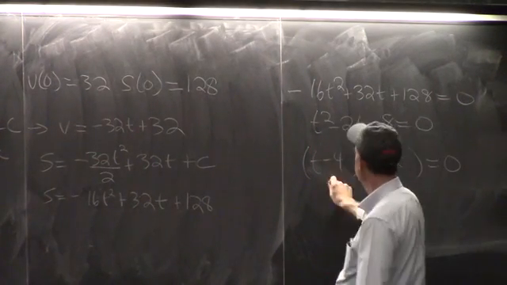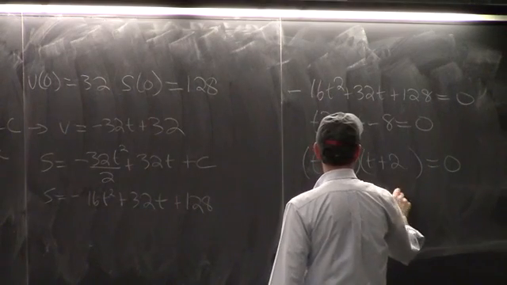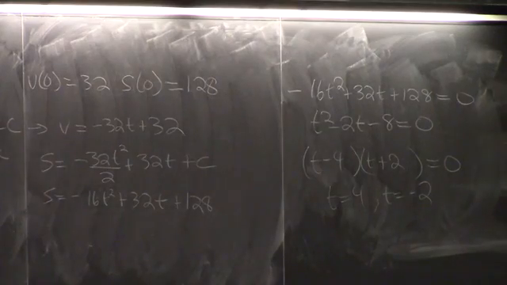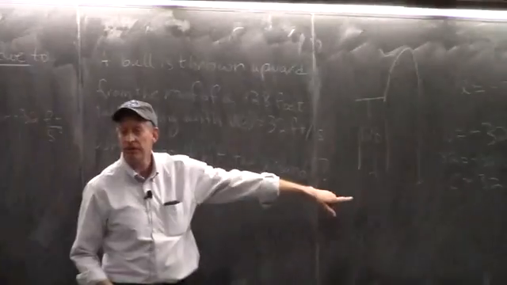So you get t equals 4 seconds. That's when it hits the ground. Or t equals negative 2 seconds. It can't be negative 2. Negative 2 seconds would be going back in time to here.